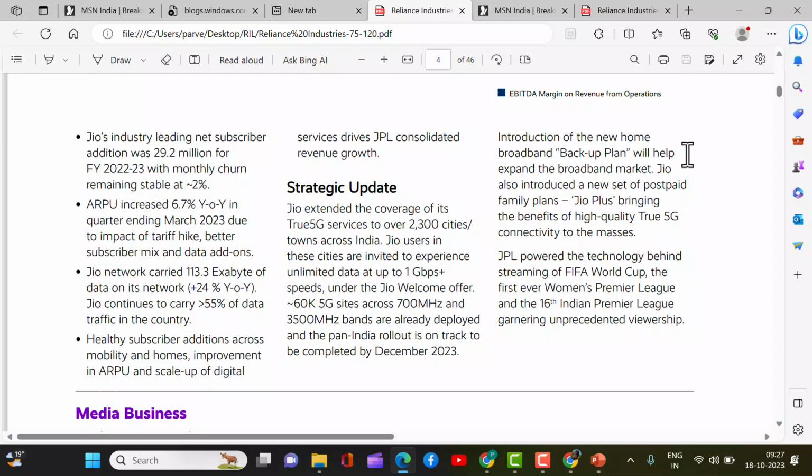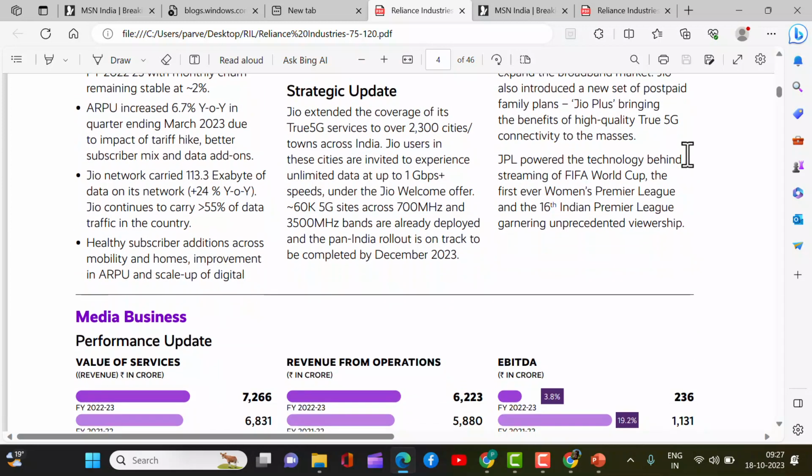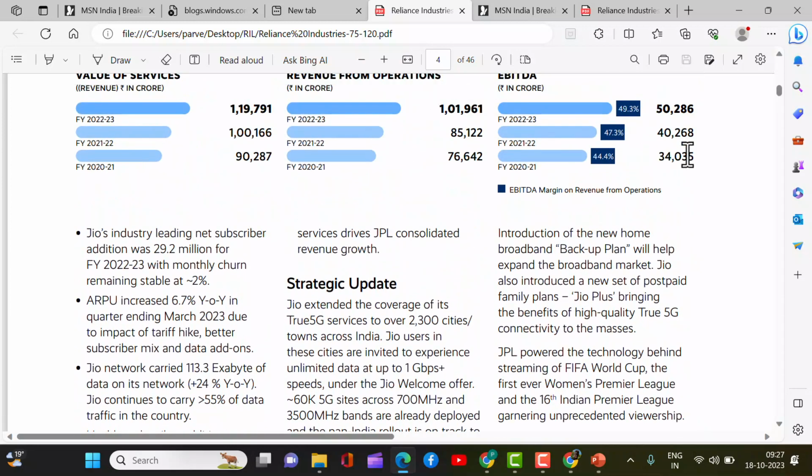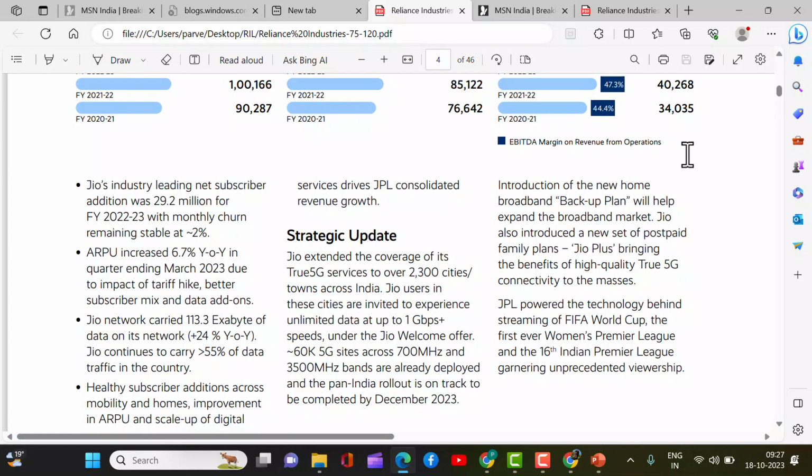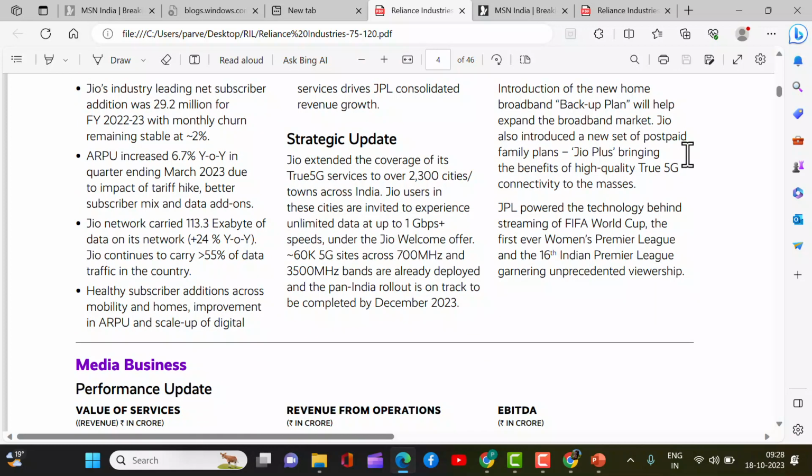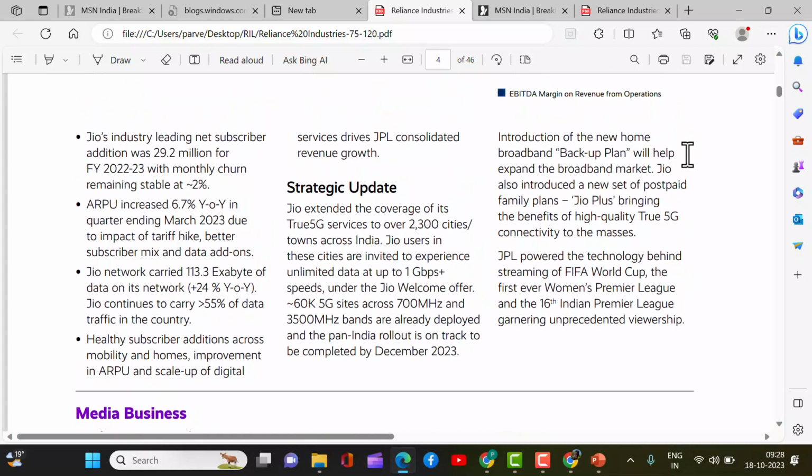Now there are around 3 or 4 operators: Airtel, Idea, Reliance, and BSNL or MTNL wherever they are present. Now all the players are folded into one. Right? So healthy subscriber additions across mobility and homes, improvement in ARPU and scale of digital services. So this has helped to increase the revenue of the company. Fine. So the rest you can always read that.